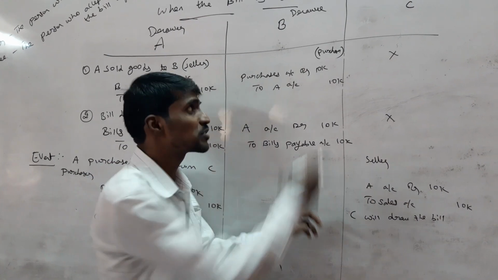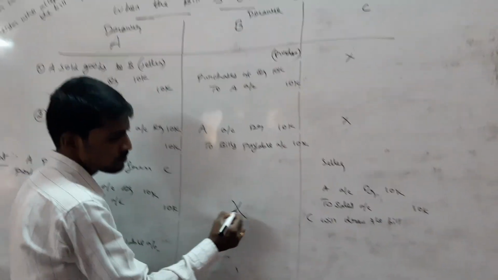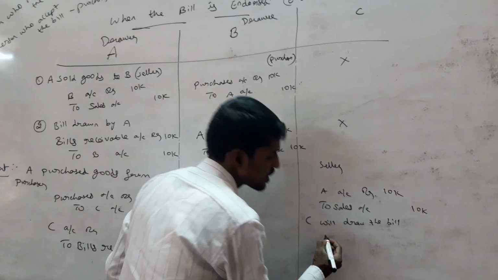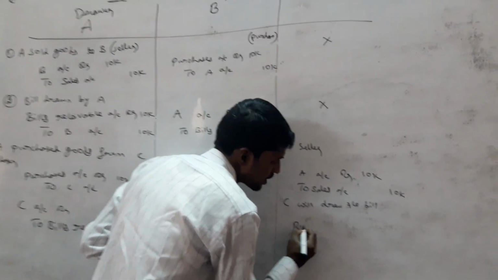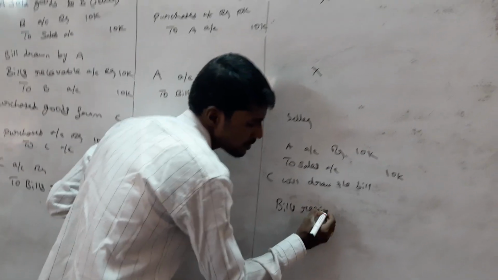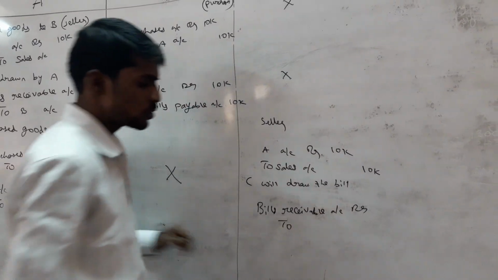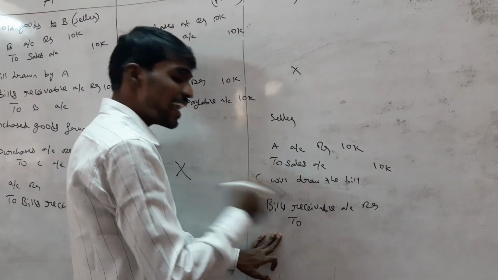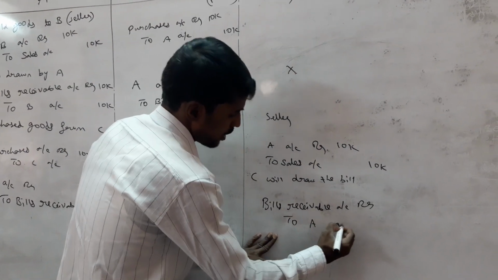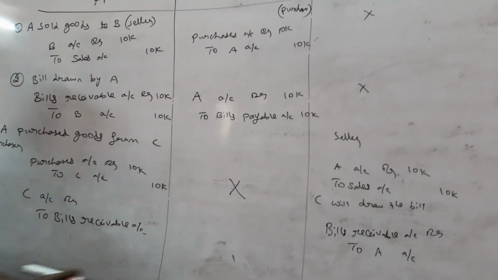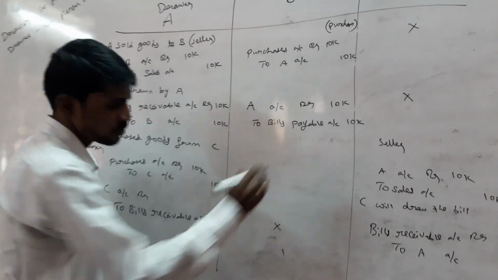So in the books of C, what entry is there in B's book, because it has no connection with the transaction. So what will he think, he is receiving the bill, that is bills receivable account debit to, who is giving, A is giving, to A account. So in this way we have to prepare the endorsement transactions.